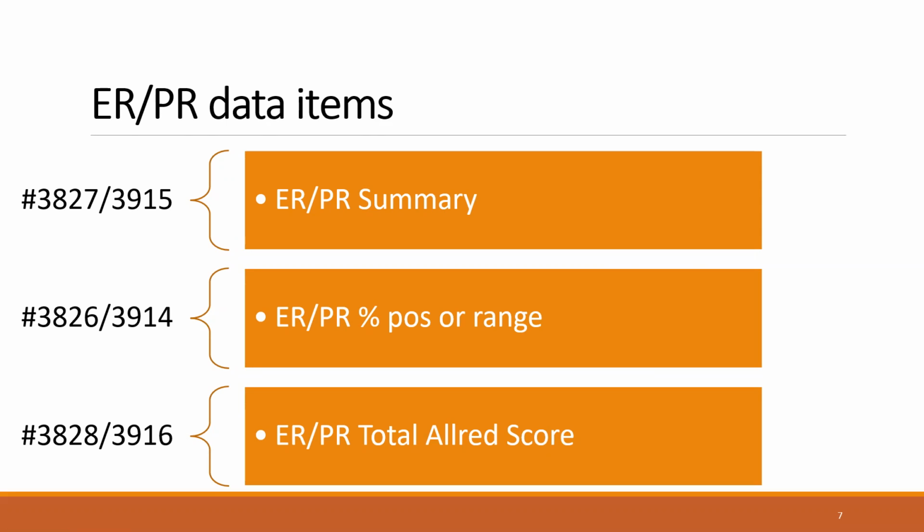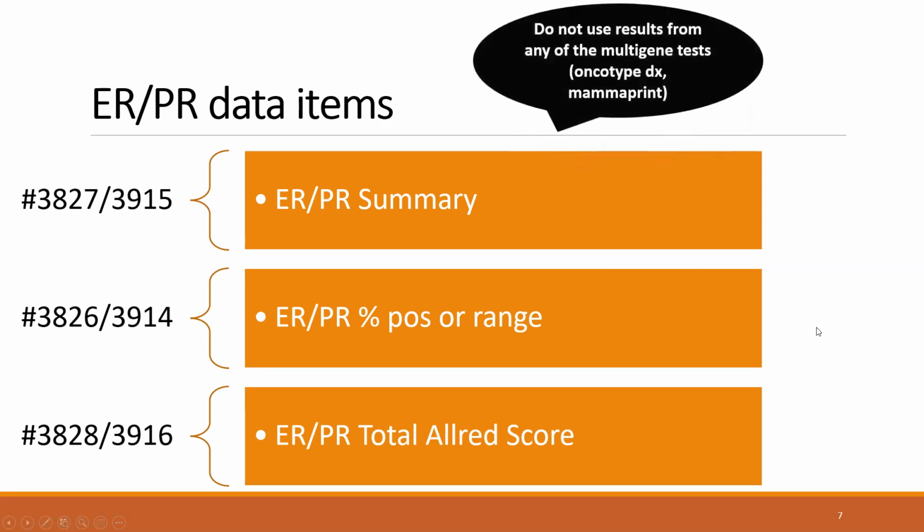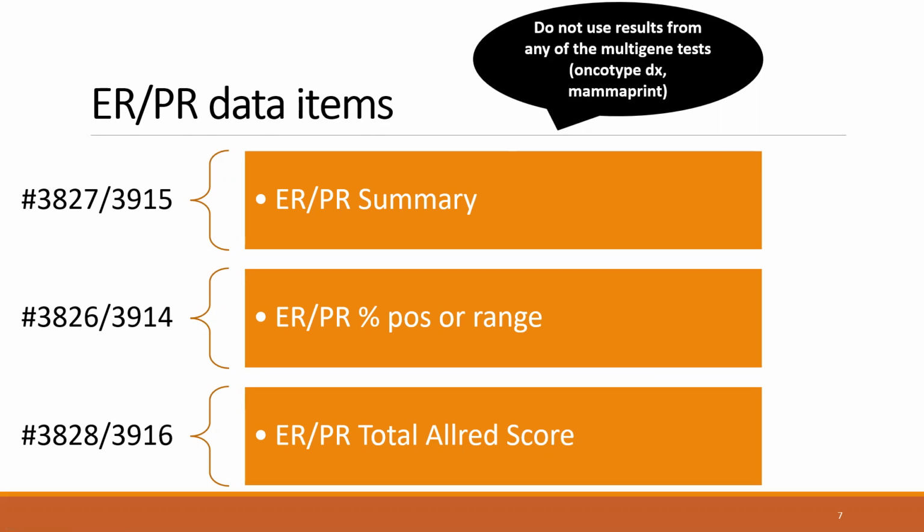Remember, don't use any results from any of the tests that record HER2, like Oncotype DX, MammaPrint, any of those. This should be on your path report. It's probably going to come as an addendum. This will not be like an Oncotype DX separate kind of a sheet or a consult sheet.